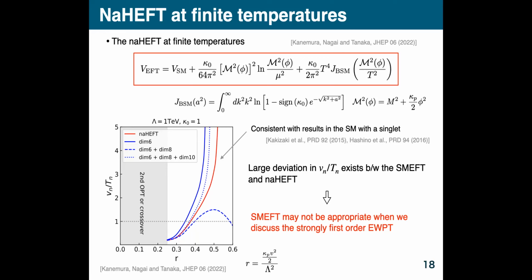And these blue lines are the predictions in the SMEFT up to dimension 6, dimension 8, and dimension 10. As we can see, there is a discrepancy in vn over Tn between the SMEFT and the nearly aligned EFT. So it means that the SMEFT may not be appropriate when we discuss the strongly first-order electroweak phase transition. The condition of the strongly first-order electroweak phase transition is that vn over Tn should be larger than unity.